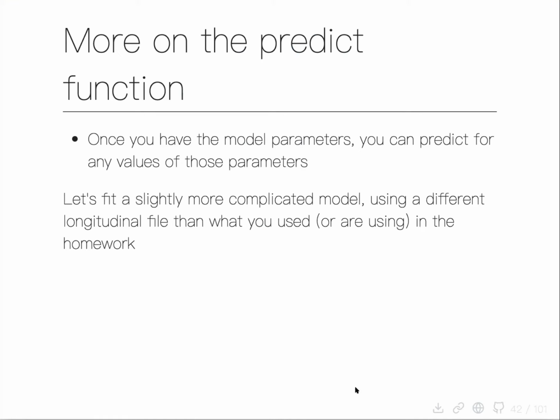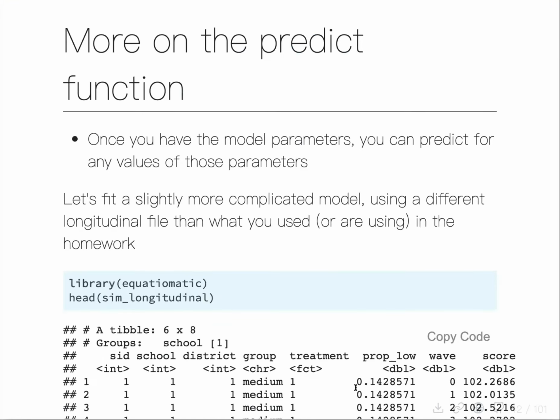Okay, so let's fit a slightly more complicated model, using a different longitudinal file than what you're using in the homework. We'll do this through the Equation-O-Matic package, which hopefully you all have installed. It's my package. And then just say head sim_longitudinal. You don't have to use head if you don't want to, but that'll give you the first six rows of this data frame. This data frame does look a lot like the one we're using for the homework, but it's a little bit different. Okay, it's different simulated data.